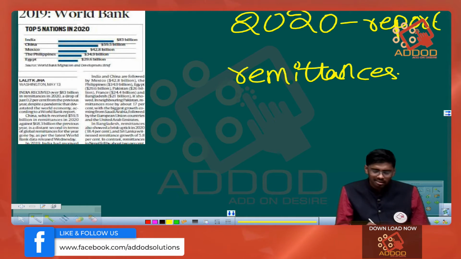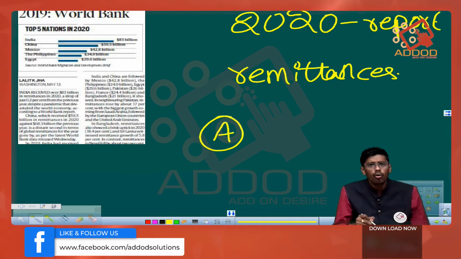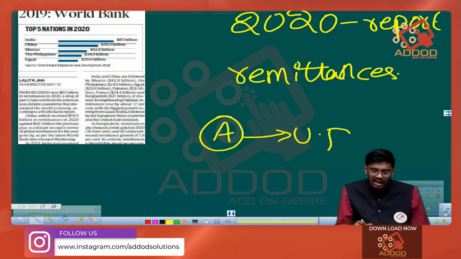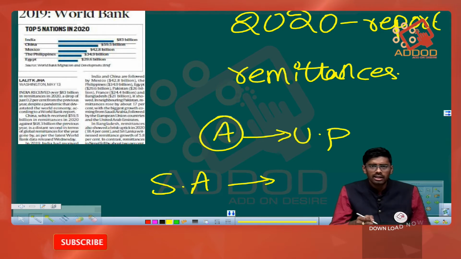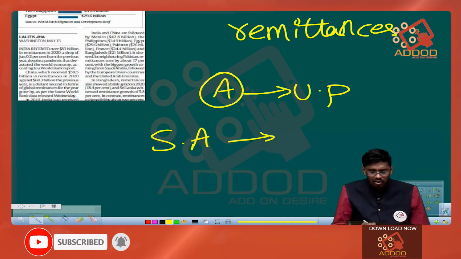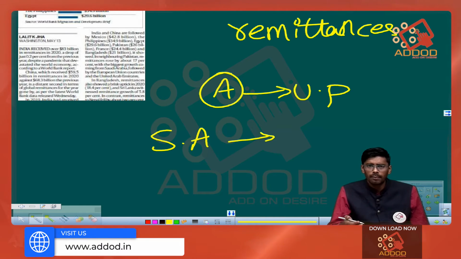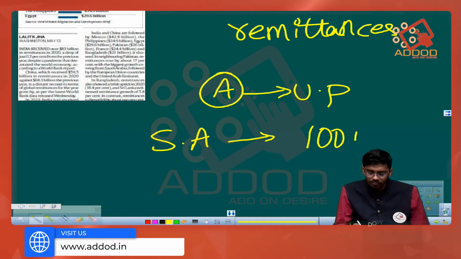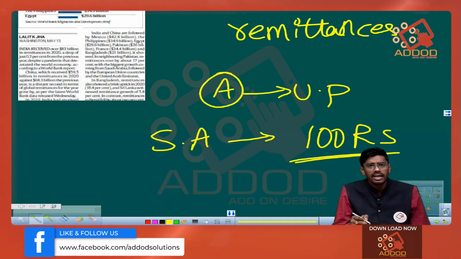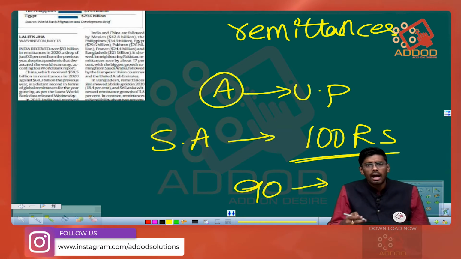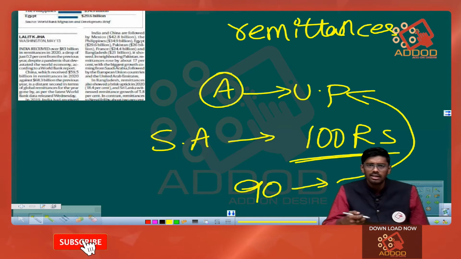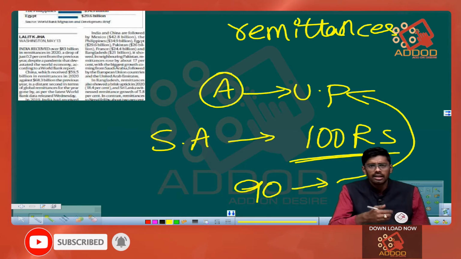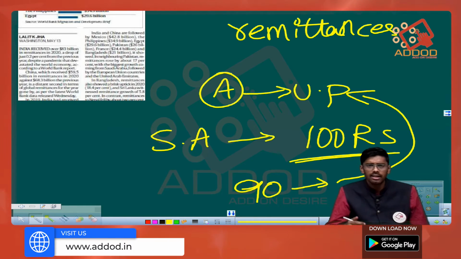So let's say there is person A belonging to the state of Uttar Pradesh who has gone to Saudi Arabia, and he has worked as a worker in Saudi Arabia. After working for 1 year or working for 1 month, he might get 100 rupees. What will he do? He will keep 10 rupees with him, and he will send the remaining 90 rupees to the family who are living in the state of Uttar Pradesh. This is called remittances. That is, the money they are earning is sent back to the country they originally belong to.